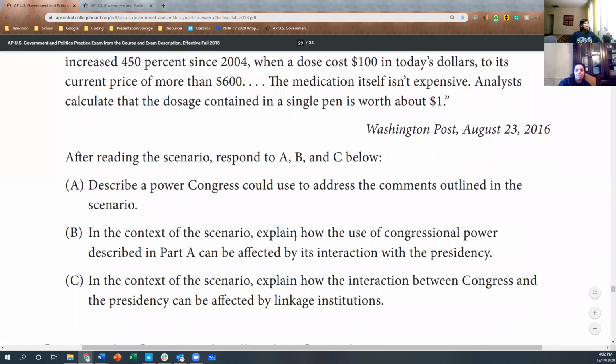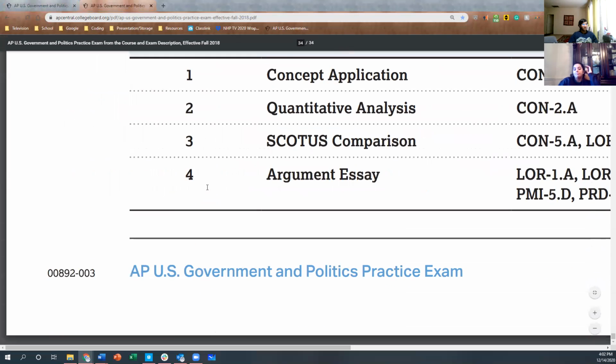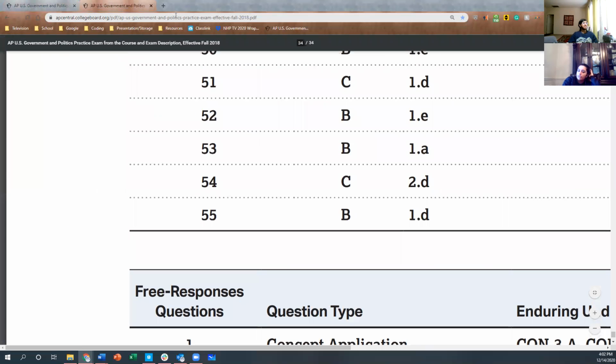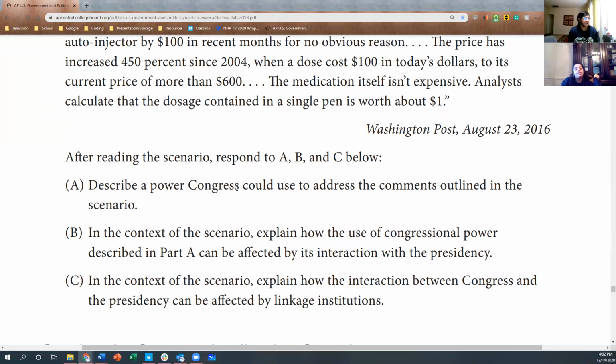Anyways. Identify a power Congress can use to address the concerns outlined in this scenario. They could use the Commerce Clause, I guess, and the Necessary and Proper Clause. We don't have an answer key for this, so we'll just have to think about it. But I think the Commerce Clause and Necessary and Proper Clause to legislate some sort of legislation for healthcare.